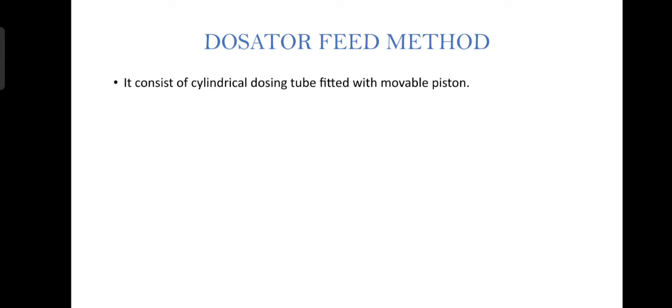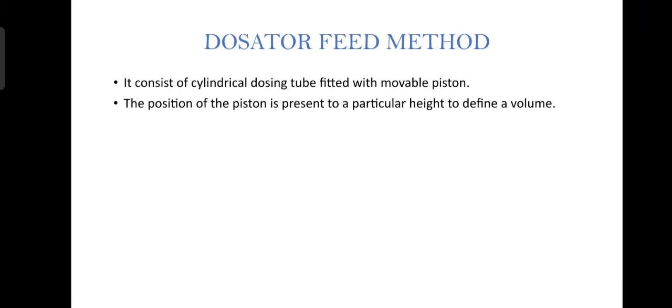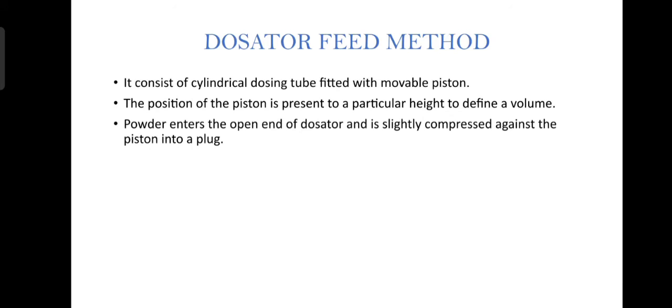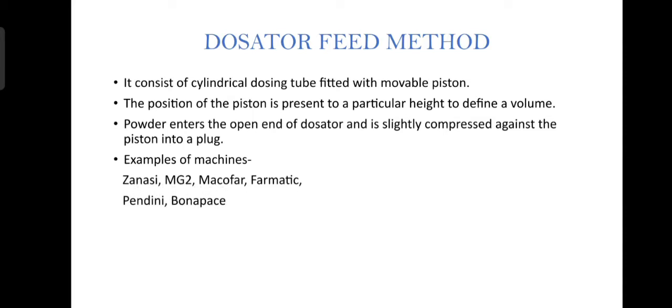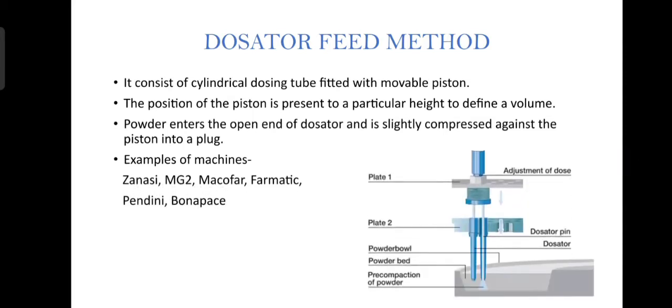The next method is the dosator feed method. It consists of a cylindrical dosing tube fitted with a movable piston. The position of the piston is preset to a particular height to define a volume. Powder enters the open end of the dosator and is slightly compressed against the piston into a plug. The machines that work on the principle of dosator feed are Zanasi, MG2, Macofar, Fermatic, Pandini and Bonapace. This is the schematic representation of the dosator feed method of capsule filling.